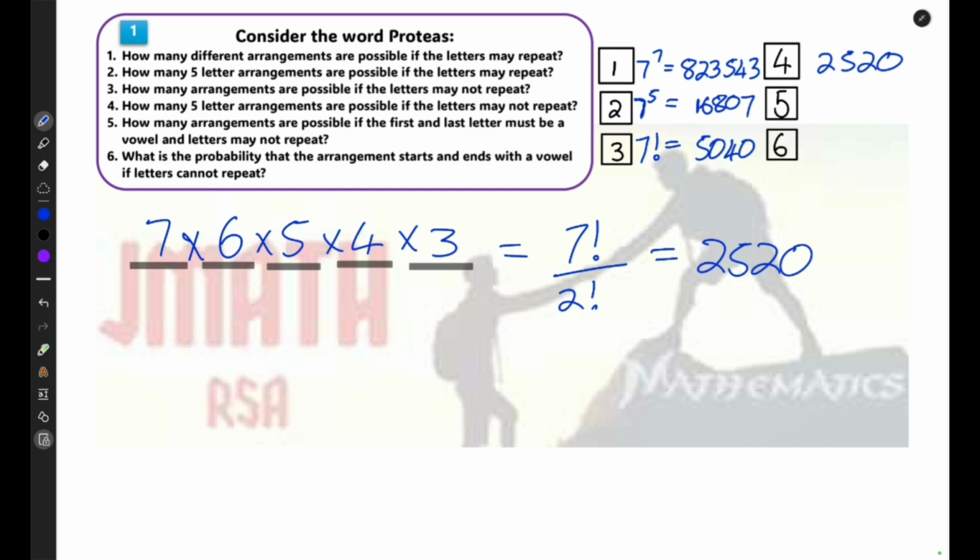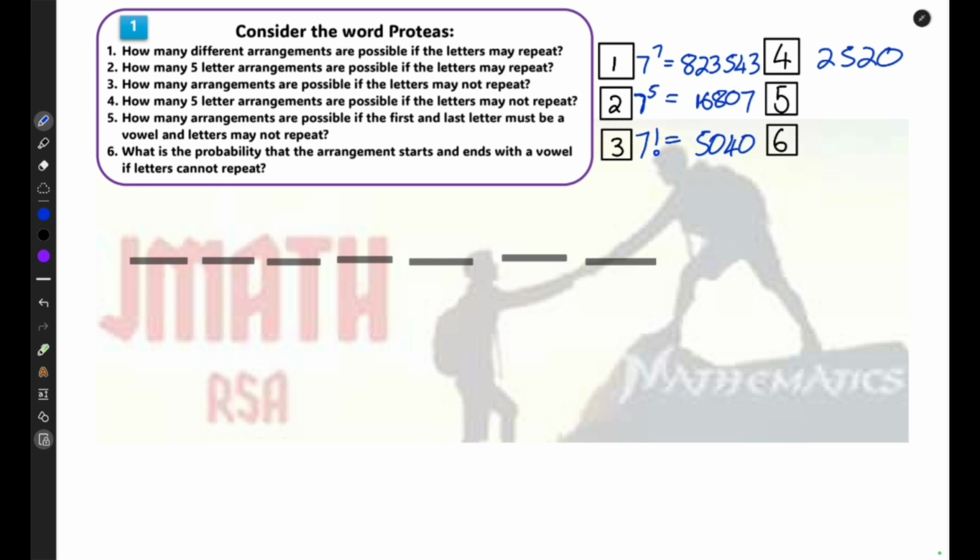Okay, question 5. How many arrangements are possible if the first and the last letter must be a vowel and letters may not be repeated? Okay, so let's just sketch that scenario. So I have 7 spaces again, and now they're telling me the first and the last one can only be a vowel. So that's the O, the E, and the A, and for the last space as well. So I'm just looking at the word proteas, and those are my only options.